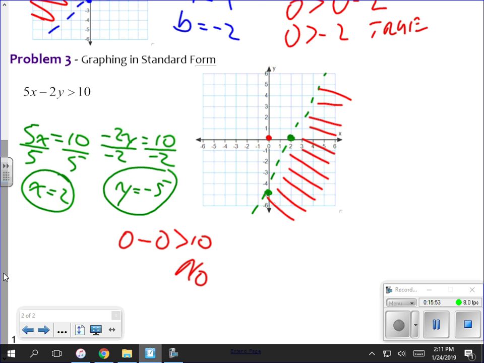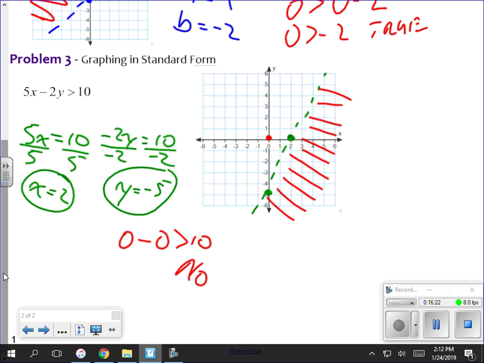Doesn't matter. You just plug them in. If it's true or false, you decide. That tells you which side of the line to shade. If it's true, the point you tested is in the shaded area, you shade the side that has the point. If it comes up false, you shade the other side of the line that doesn't have the point you tested. The point doesn't work. It's not a solution. That's it.